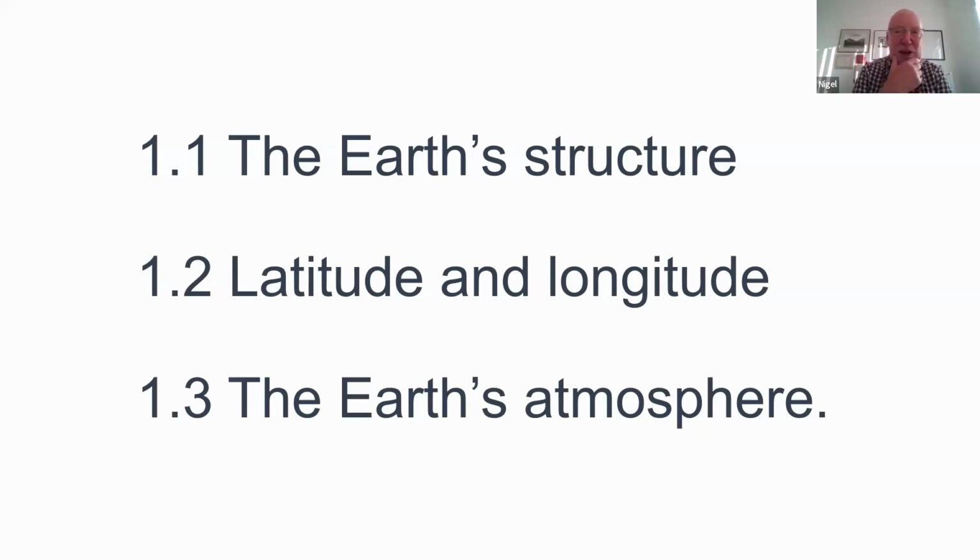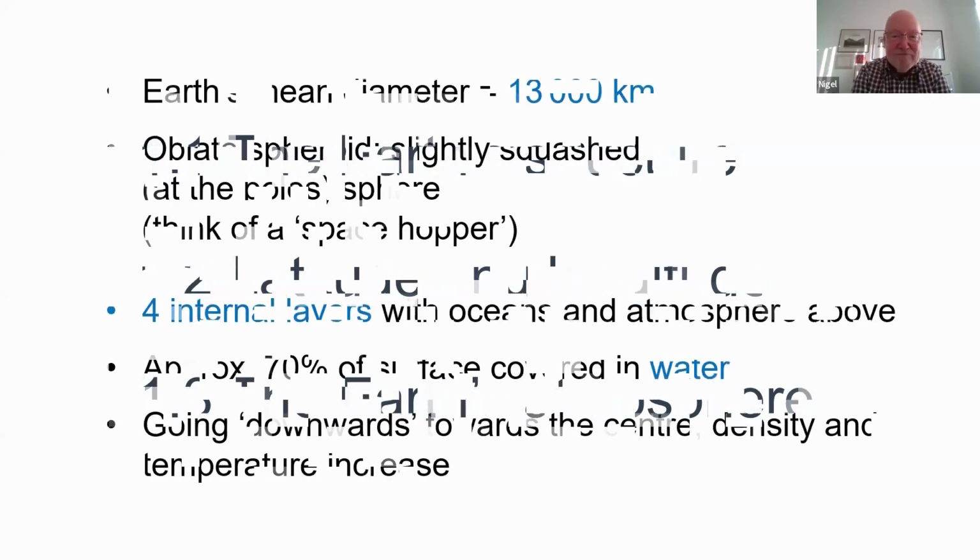And we're looking at planet Earth. You might think in an astronomy course, why are we looking at geography? Well, we need to know about coordinate systems on the Earth to be able to talk about coordinate systems on the sky. And that we'll be looking at in a few weeks' time. So we've got three little bits of work to do here: the Earth's structure, longitude and latitude, and the Earth's atmosphere. So let's get stuck in.